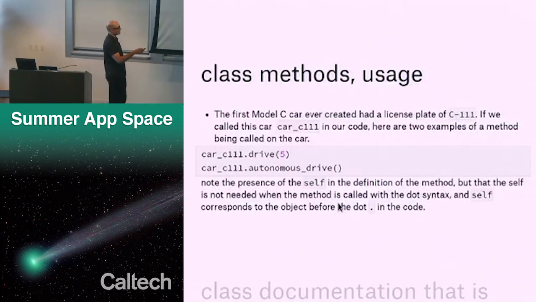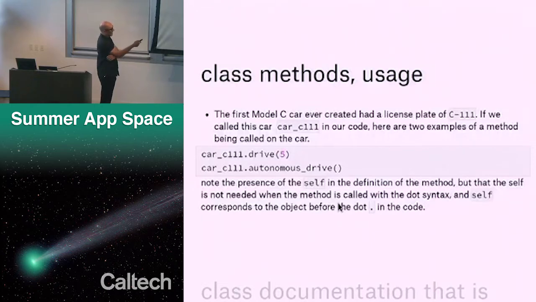Here, you saw during the working time the way that you access attributes of a class, and an attribute is anything after the dot, is via this dot notation. In this case, drive is an attribute of the object car underscore C111, and it happens to be a method. It's a function that you could call. It could also be, for example, car underscore C111 dot speed, the variable that holds the speed. Just like a normal function, you call it by giving it the parentheses and any input arguments.